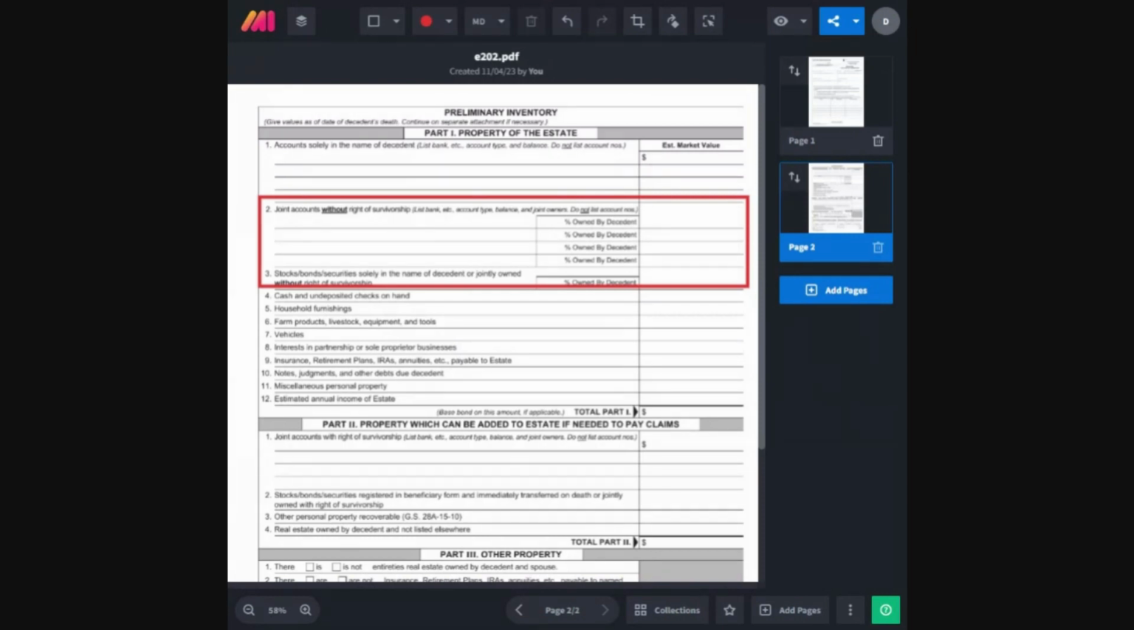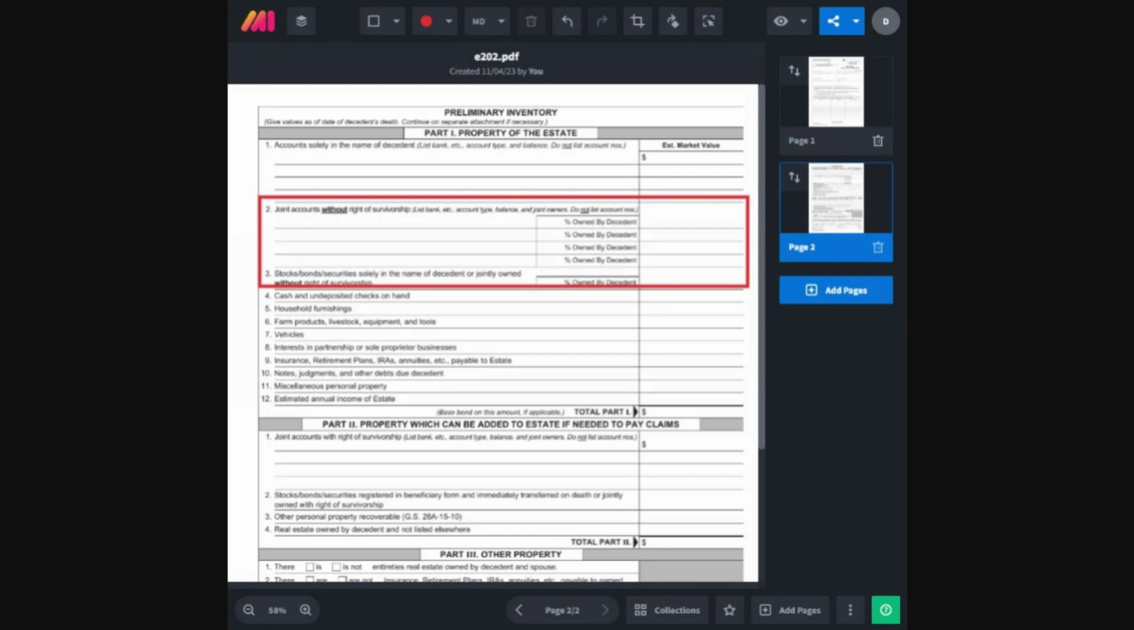So this section is asking, did he have accounts with other co-owners, but without right of survivorship? If you're filling out this form, you have not been appointed as the personal representative yet, because you are applying to become the personal representative. So most likely the banks or whatever company you need information from will not give it to you. So this is why you're going to give an estimate of what you think may be the value of the accounts.